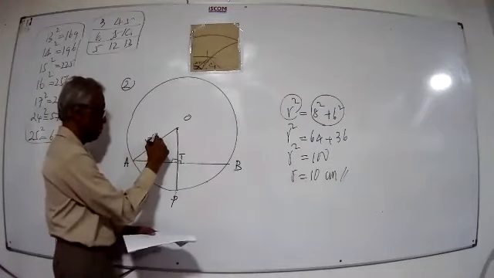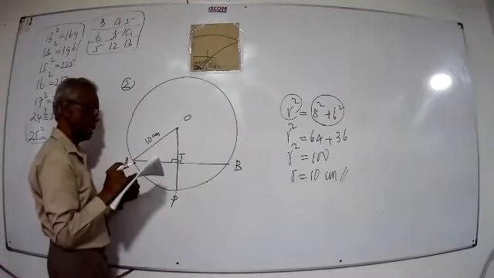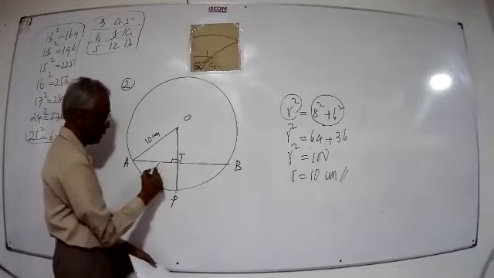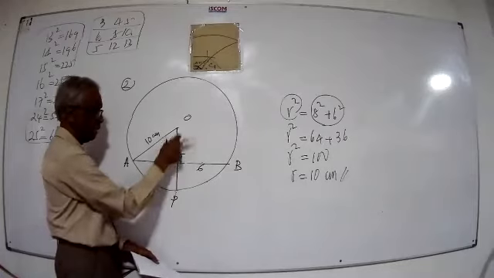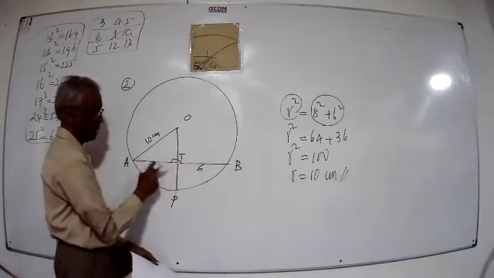Okay, let's put that in and we'll see later. And AB equals 12, so this is 6 and 6. Because this is 90 degrees, this line bisects the chord into 6 and 6.